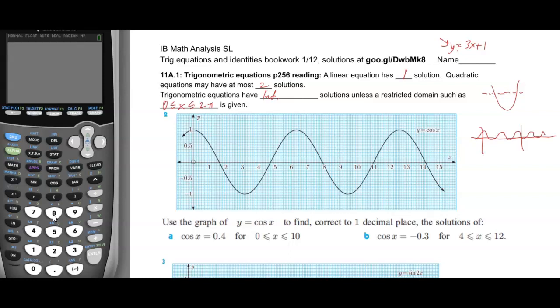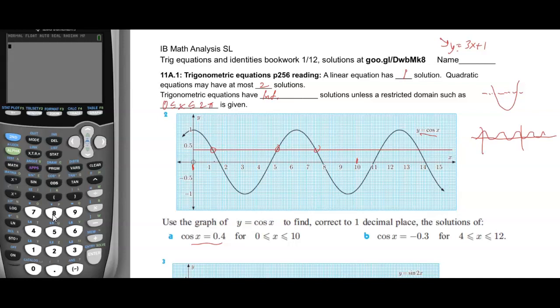This is a cosine function. We're going to use this graph to graphically find solutions. First one says solve cosine of x equals 0.4. So we have the cosine x here. Let's draw a line at about 0.4. And then we're going to find all the solutions from 0 to x equals 10. So how many solutions do we have? 1, 2, 3 between 0 and 10. We're going to find the solutions to 1 decimal place.